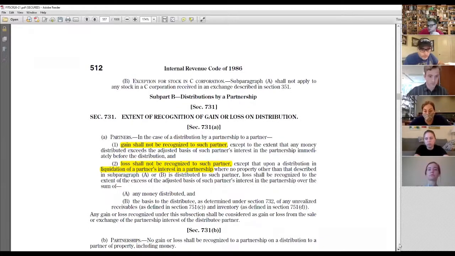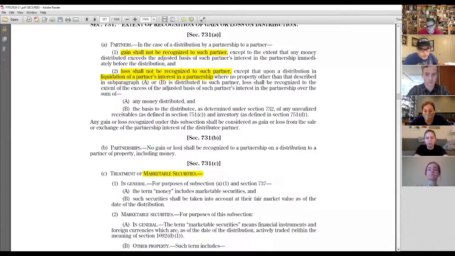We talked a little about 731B, which is that when a partnership distributes property to a partner, no gain or loss is recognized under the general rule. We're going to see some exceptions to that shortly. The general rule is distributions of property by partnerships are not a recognition event for the partnership.